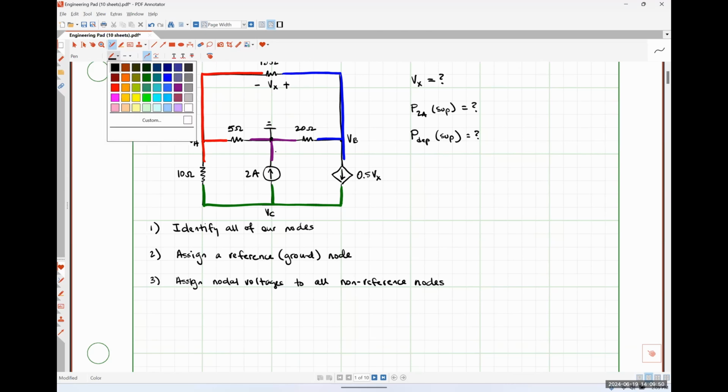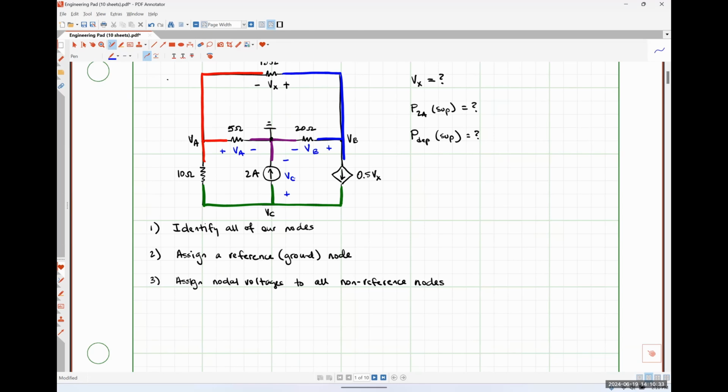So I'm going to wind up erasing this in a second, but this nodal voltage VA is effectively the exact same voltage as the voltage drop across the 5 ohm resistance. The positive polarity terminal at our node of interest, and negative polarity terminal is at ground. VB, our nodal voltage VB, is the same thing as the voltage drop across the 20 ohm resistor, where the positive polarity terminal is at the node of interest and the negative polarity terminal is at ground. And lastly, VC could be thought of as simply the voltage drop across the 2 amp current source, where once again, the positive polarity terminal is at our node of interest and the negative polarity terminal is at ground.